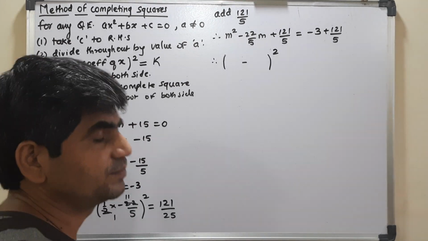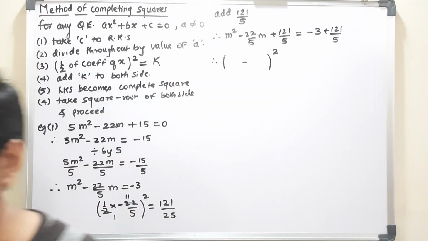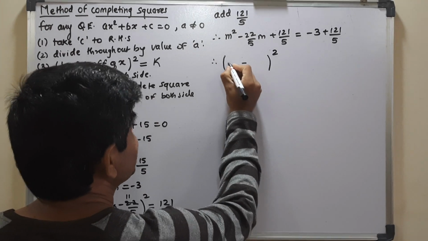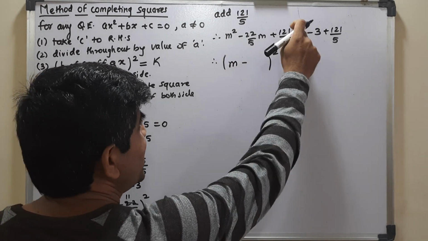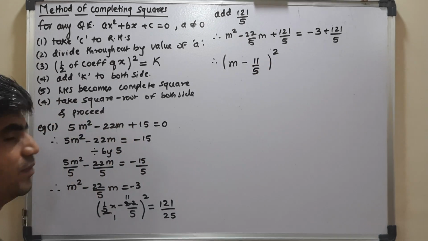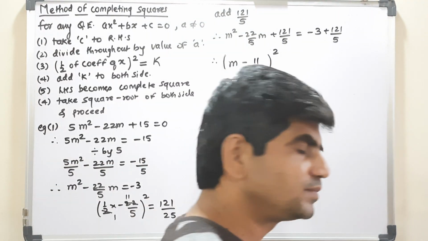Minus, that you write. Now you saw what I did. I put a bracket and whole square and the middle sign in the middle. Now take the square root of the first term. The square root of m square is m, and the square root of 121 by 5 is 11 by 5. This is your whole square.